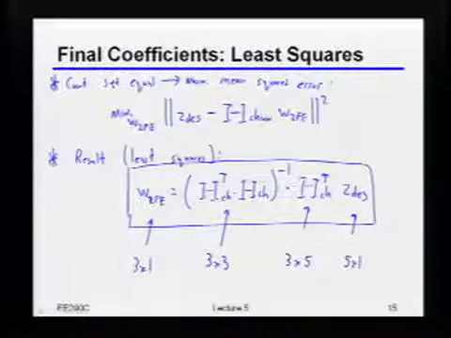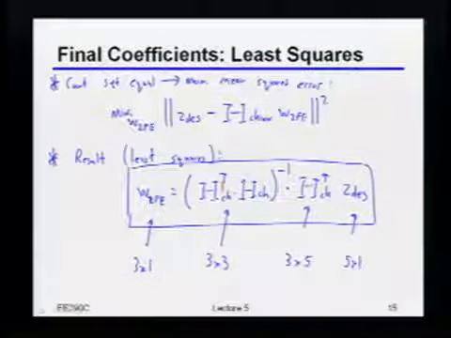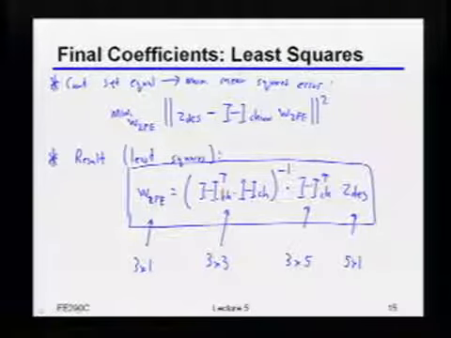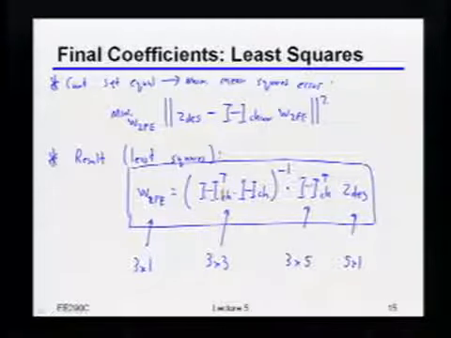Question: the one in the middle there is always invertible? Yes, it is always invertible, because notice when I do H transpose times H, by definition that's invertible. Essentially, it's linear algebra. If you want, we can go through it in more detail, but that is by definition always invertible.